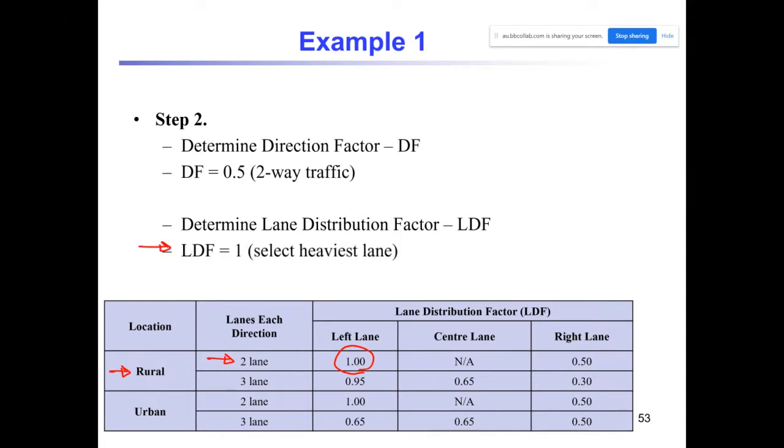So LDF is 1. How about DF? DF, we already mentioned in the question. It's a 2-way traffic. Since there is no survey data or survey result, for 2-way traffic we divide it by 2. We give 0.5 to one direction, 0.5 to another direction.